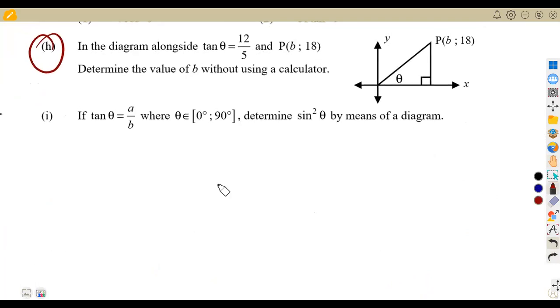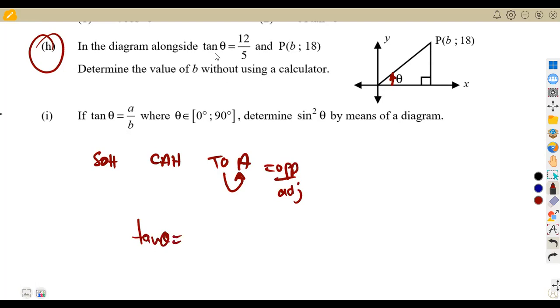on question number H, whereby we are given in the diagram alongside the tan of theta. We are given the diagram here. This is our theta. All right, and the tan of theta, remember from our SOHCAHTOA concept, is the opposite over the adjacent in that case. So here we are given the tan of theta being 12 over 5.